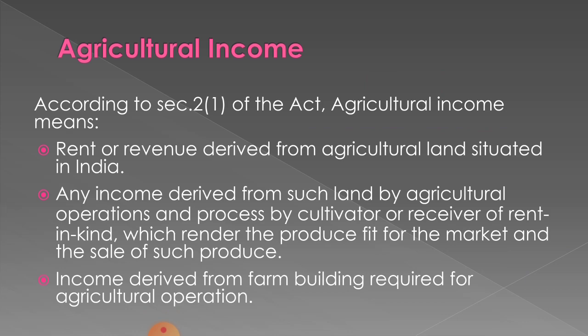If one person is lending his land to another person to cultivate, the share of that produce received by the owner of the land is known as rent in kind, or any income from a farmhouse. This is known as agricultural income according to Section 2, Subsection 1 of the Income Tax Act of 1961.